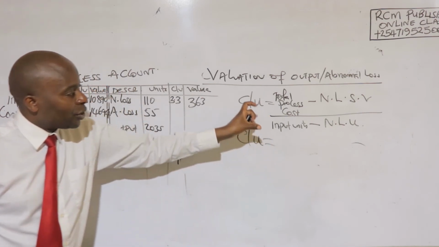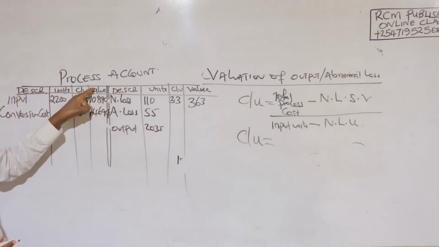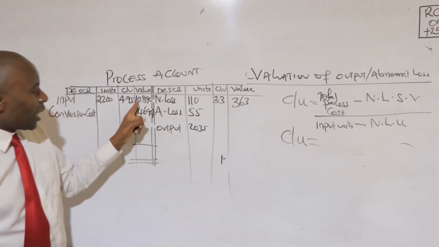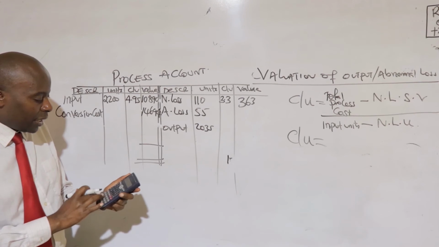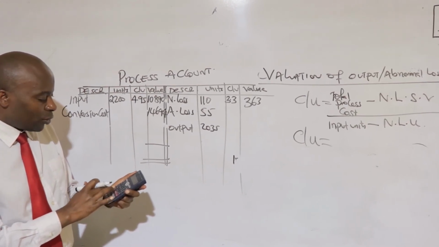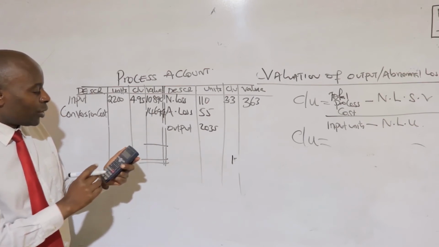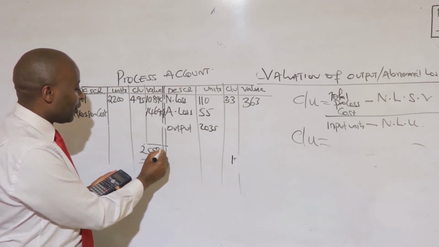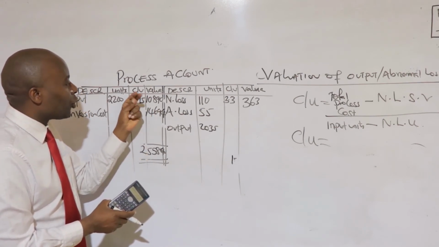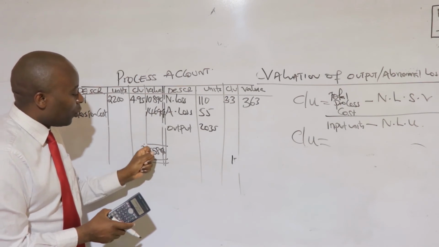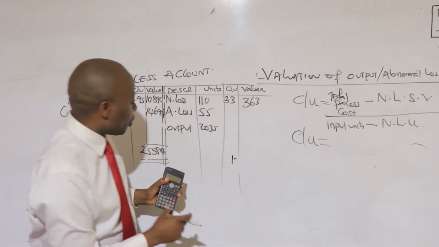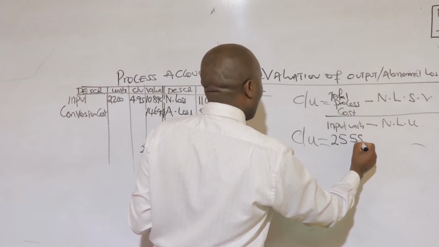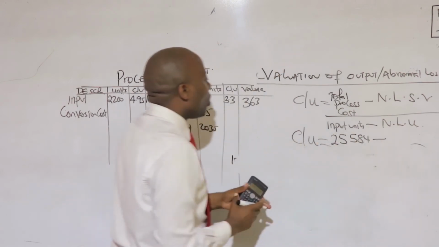So cost per unit will be total process cost. Come to your process account, the costs that you are seeing here will give us the total process cost. So come and add the two. 10,890 plus 14,694 will give us 25,584. These costs, which are on the debit side of the process account, give me the total process cost. So the total process cost here is 25,584.